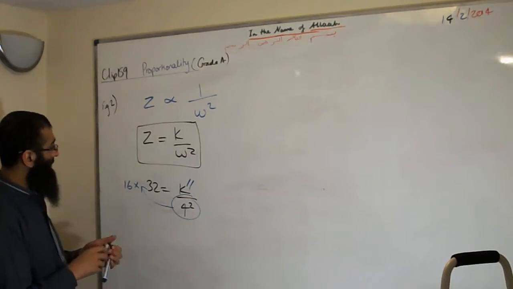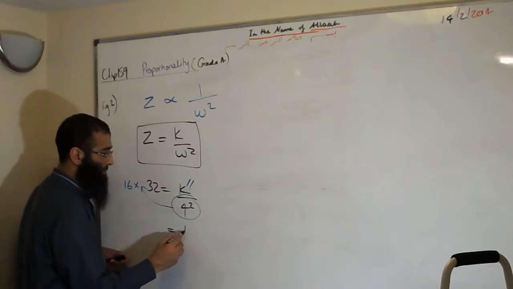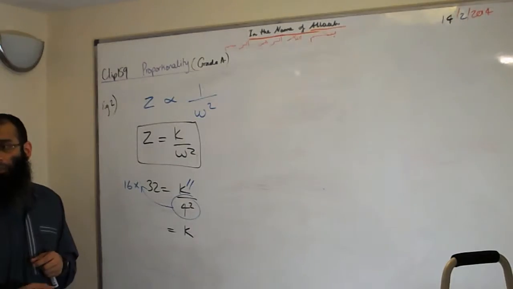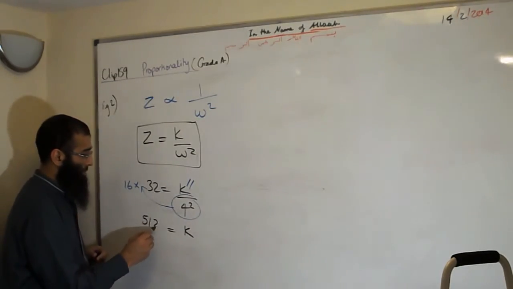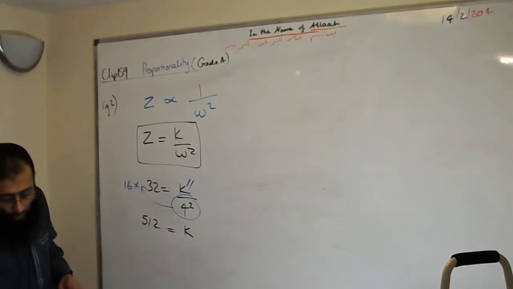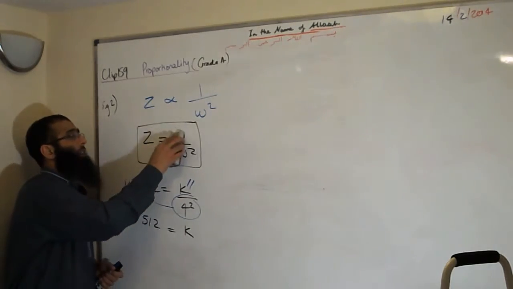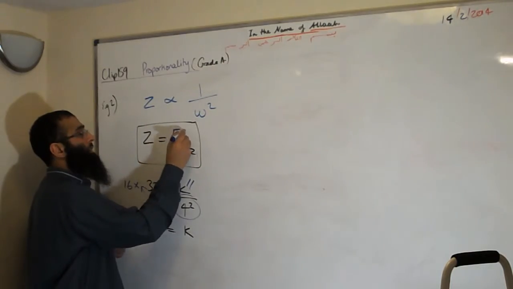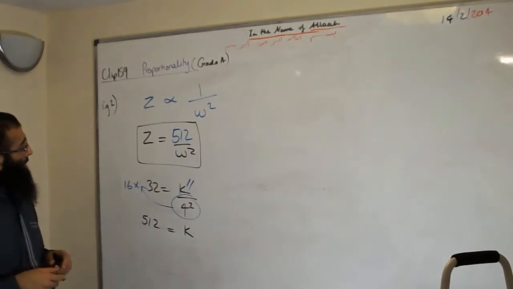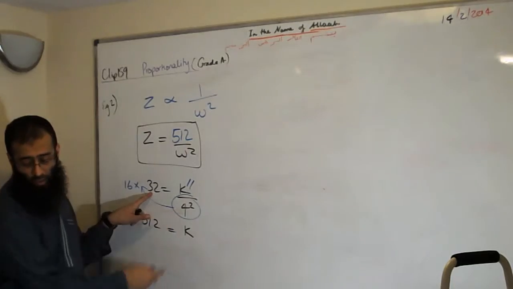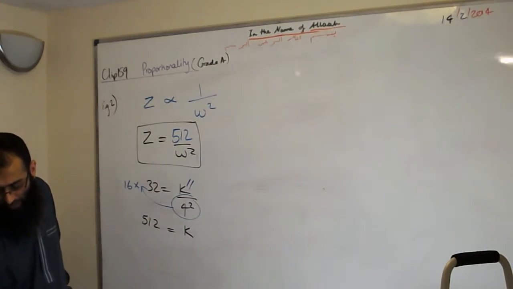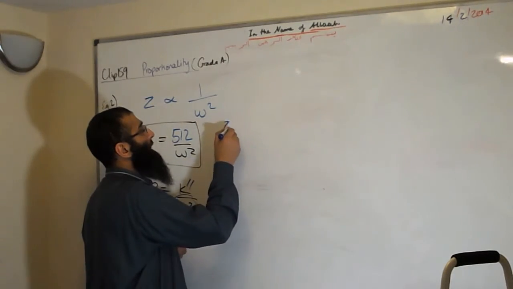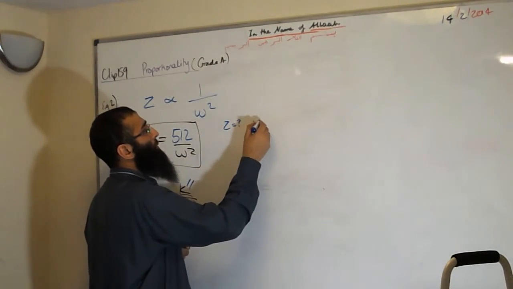So the k value is a nice big number. So 16 times by 32, folks, gives us an answer of? 512. So I'm going to go back to my general equation and rub off the k and put in there 512. So they gave us these two values in the beginning of the question. The next part of the question says calculate the value of z when w is 2.